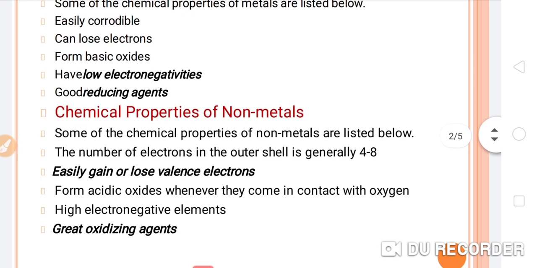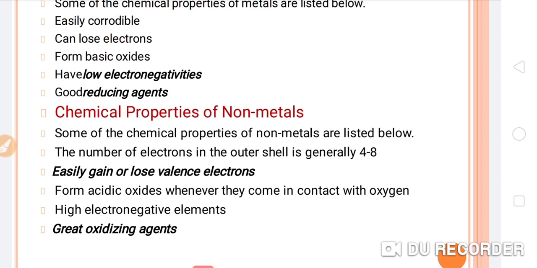Now come to the chemical properties of the non-metals. Some of the chemical properties of the non-metals are listed below. The number of electrons in the outer shell is generally 4 to 8. Next point, they easily gain or lose valence electrons and form acidic oxides. Similarly, as we discussed in the case of metallic oxides, they were basic oxides, here the non-metallic oxides are acidic oxides.